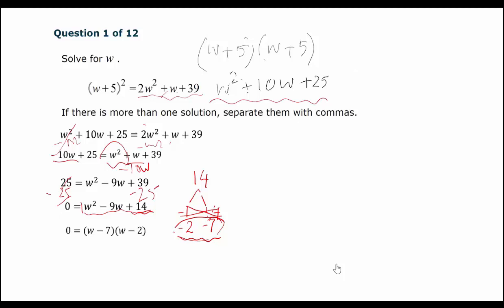So the next line, if I do the factoring, I have W minus 7 times W minus 2, for the factoring of W squared minus 9W plus 14. So now I'm done with the factoring. I can solve each factor for 0. If I solve W minus 7 equals 0, I get W equals 7. If I solve W minus 2 equals 0, then I get W equals 2. So those two are the solutions for this question.